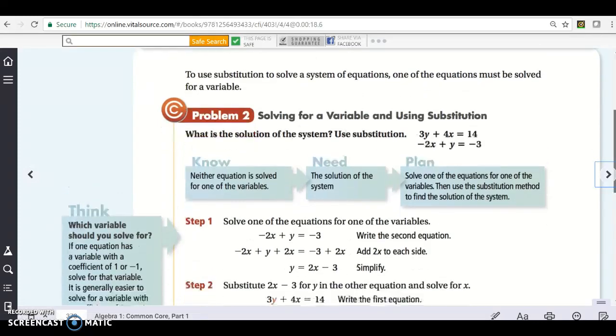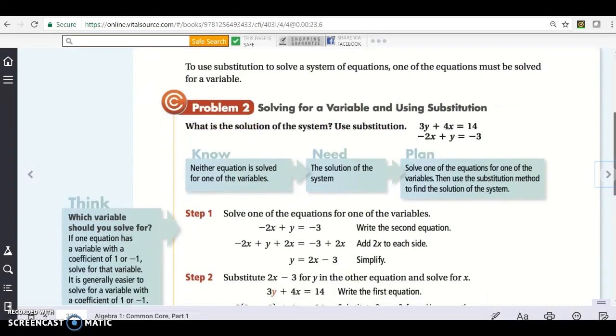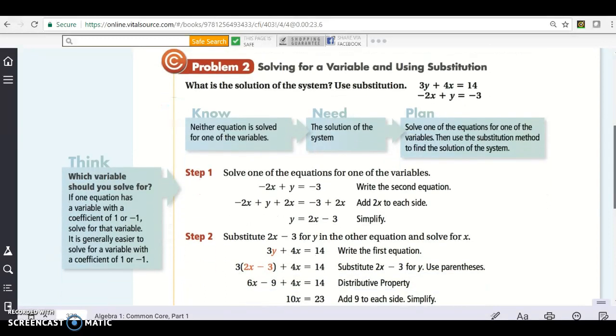Okay, we're looking at problem 2 from lesson 6-2, using substitution. It says solving for a variable and using substitution. What is the solution of the system? Use substitution. We have 3y plus 4x equals 14 and negative 2x plus y equals negative 3.